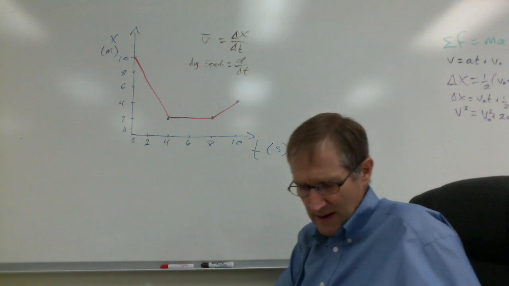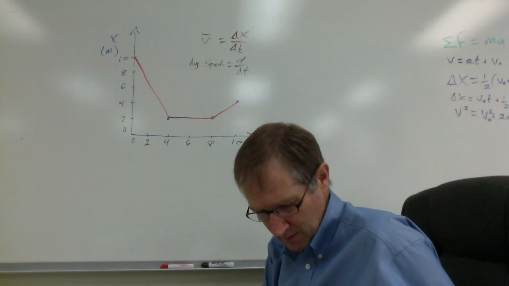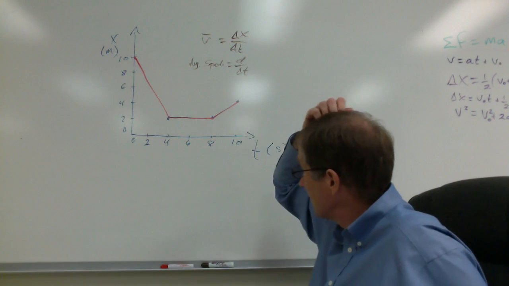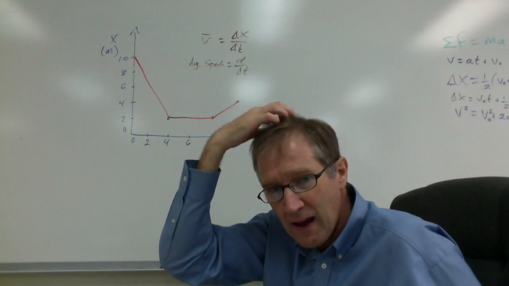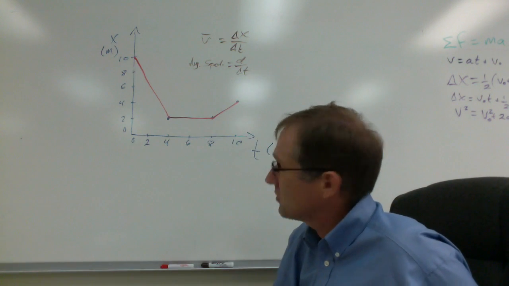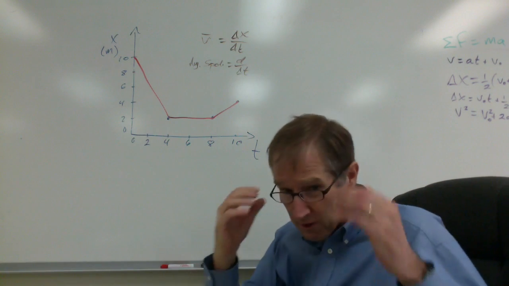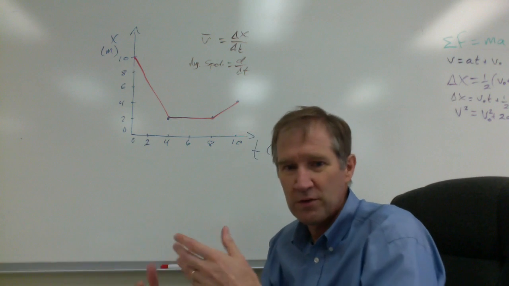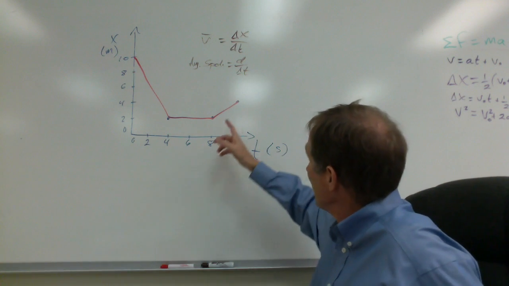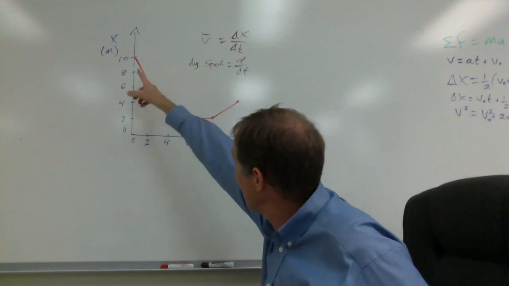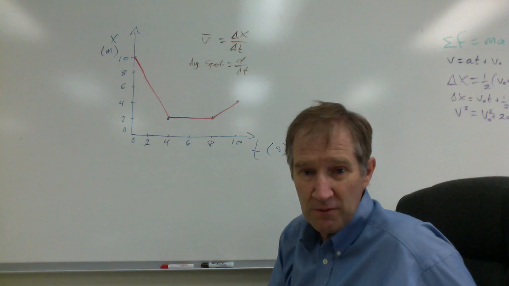So the question asks for the total displacement traveled from 0 to 10 seconds. Well, remember, displacement is defined as change in position. So just compare, displacement of anything is just comparing where something ended to where it began. It's not a really big deal here. It ended at 4 meters. It began at 10 meters. That's a displacement of -6.